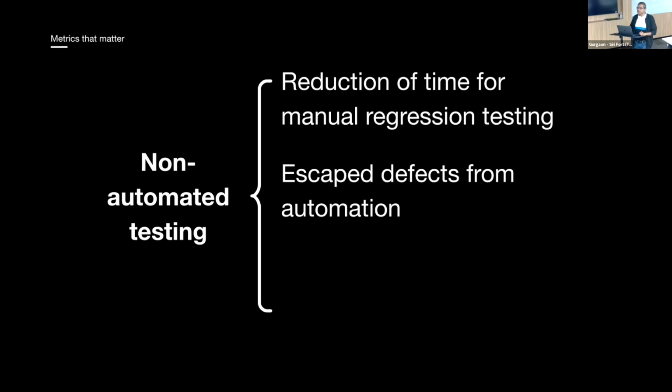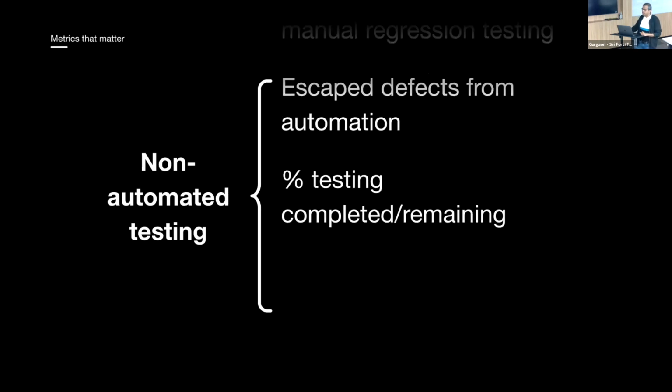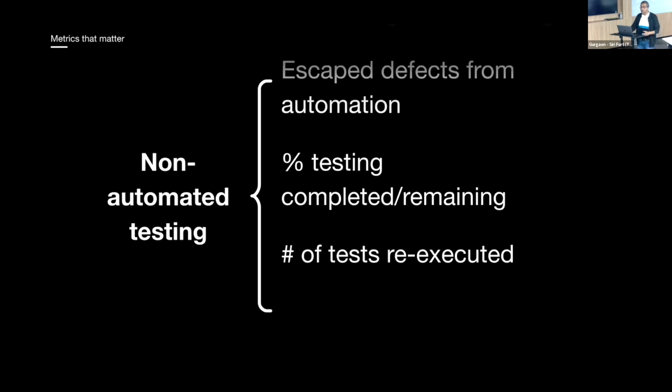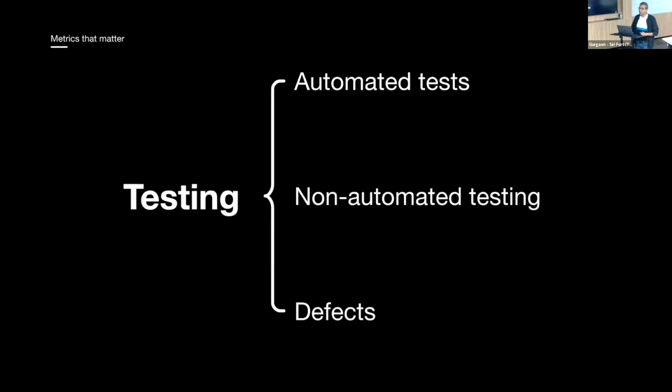Are we actually reducing the time for manual testing or exploratory testing over here? Because what is important has been automated. Escape defects from automation, percentage of tests completed and remaining from a non-automated perspective, number of tests that had to be re-executed, new tests added as new features are done. So these are all very important aspects from a non-automated perspective.